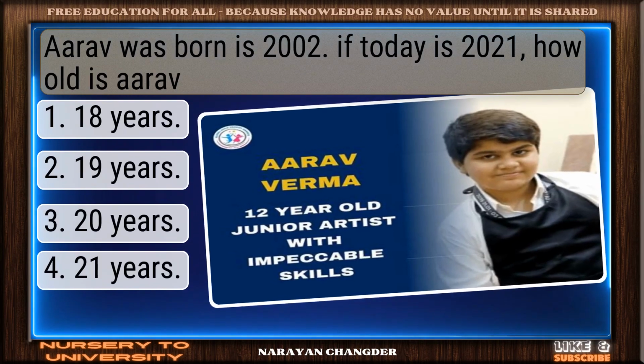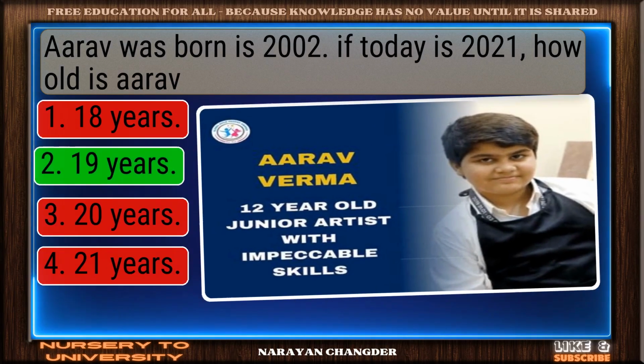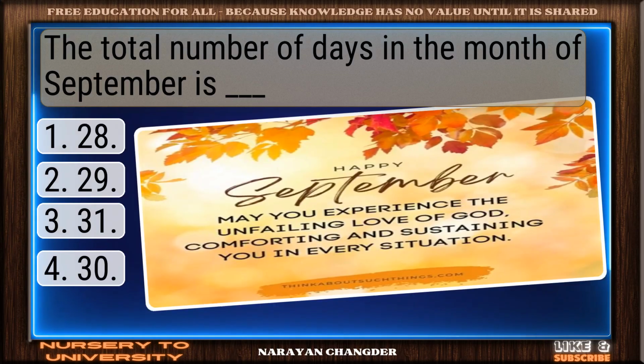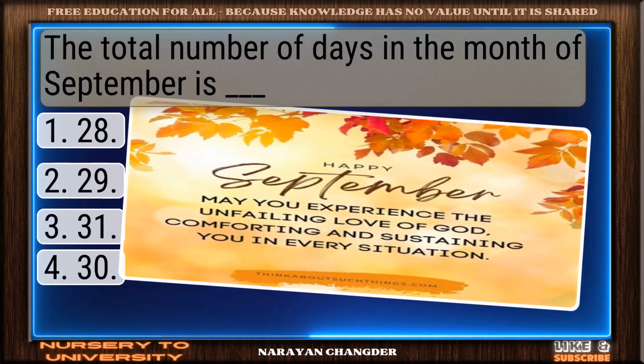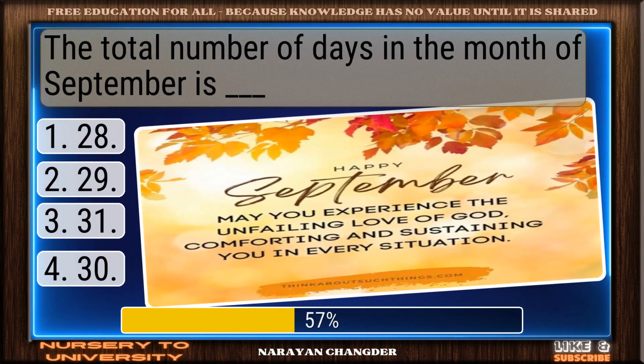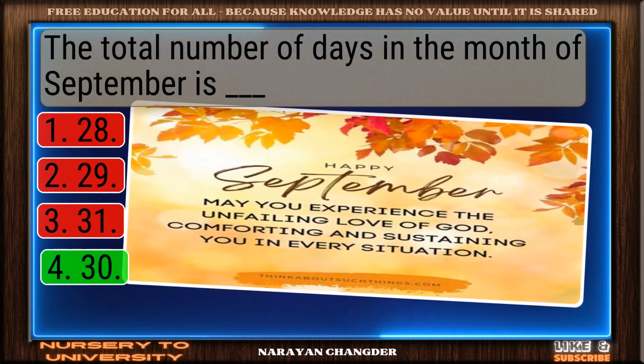Arab was born as 2002. If today is 2021. Bravo. 19 years is the answer. The total number of days in the month of September is dash. You got it. Your choice 30 is right.